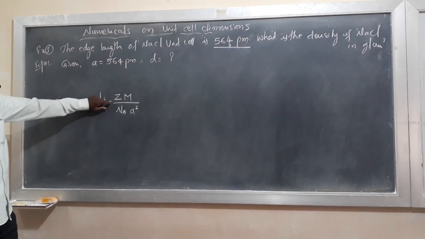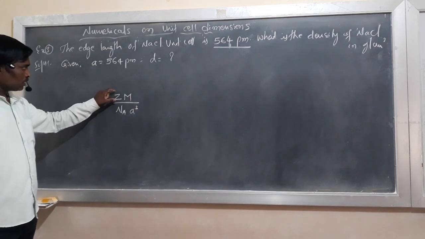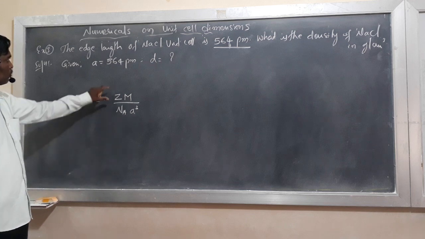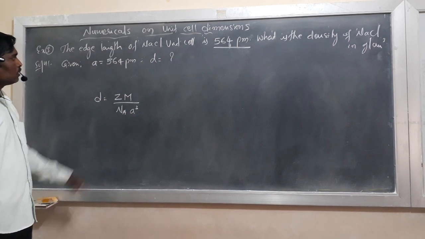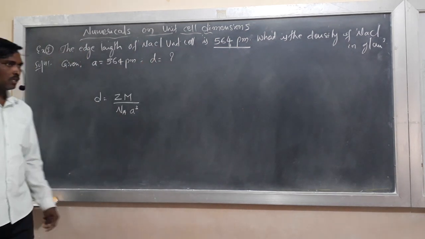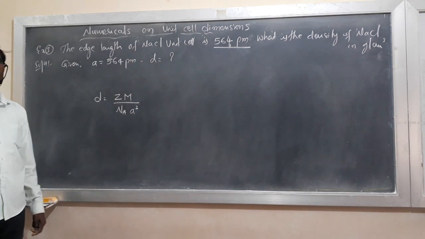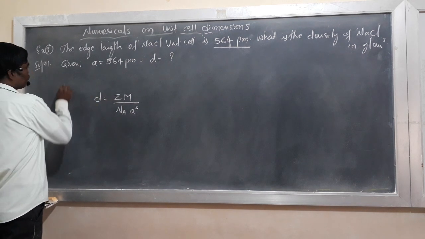Here, Z stands for the type of unit cell. Z is the number of particles present in that unit cell. So its value depends on the type of unit cell. What type of unit cell is found in NaCl is not given, but we know that sodium chloride crystal has a unit cell of the type FCC. Therefore Z value is 4.